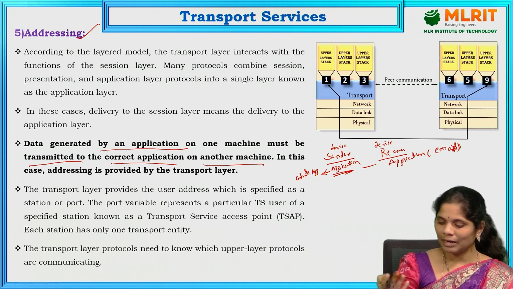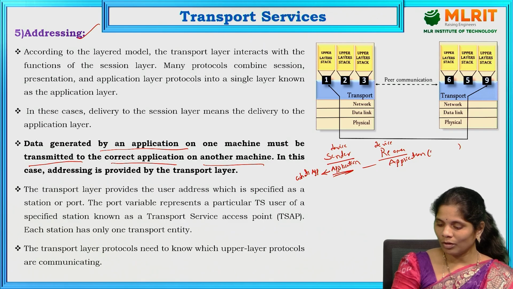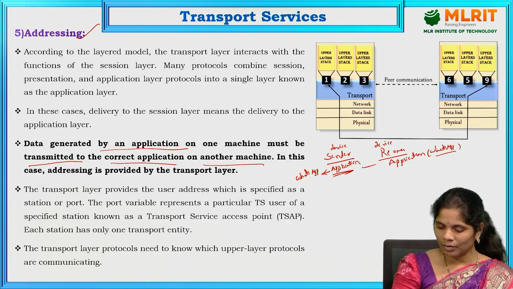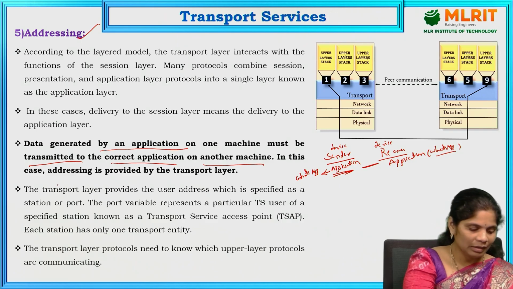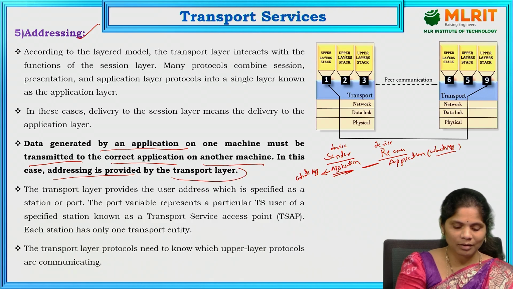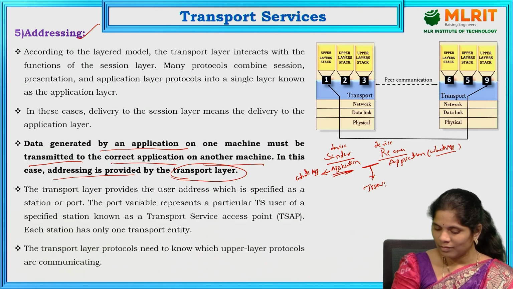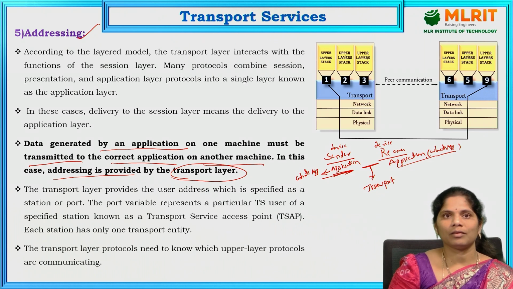Whatever application we use to send the data, the receiver also receives the message in the same application. Then only is the addressing correct. That is nothing but application to application addressing. In this case, addressing is provided by the transport layer. Using the transport layer only, we send the message from one application to the same application.